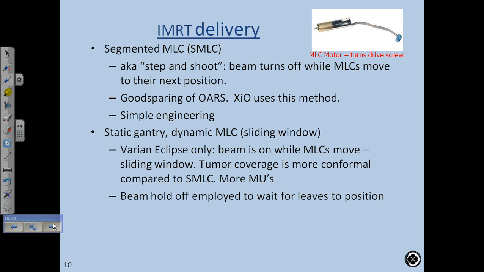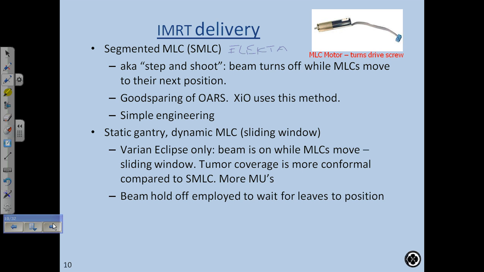So the sliding window technique is only available on the Varian machine. Step and shoot is available on, well, there's only one other machine now. Is it with a K? I think it's with a K. Elekta. It used to be available on Siemens and Elekta. Well, Siemens is out of the radiation oncology business. Of course, there are a lot of Siemens machines out there, but step and shoot is available on Elekta. And can you do step and shoot with a Varian? Yeah, you can, but it uses a sliding window algorithm.